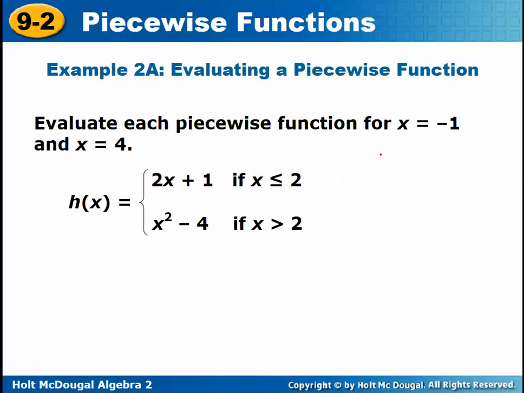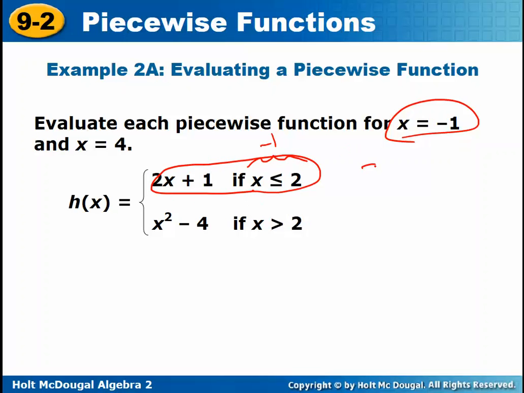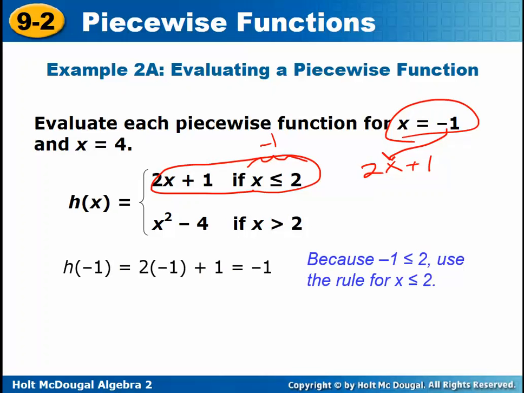So here we have evaluate each piecewise function for x equals -1 and x equals 4. So for -1, we find the part that matches the domain over here. Where would the -1 fit? Is it less than or equal to 2, or is it greater than 2? It's this one. So we're going to use this part of the function to evaluate. But we're not done. Once we have the right part, we still have to plug the -1 in and find a value. So you'll get numbers for answers for these.